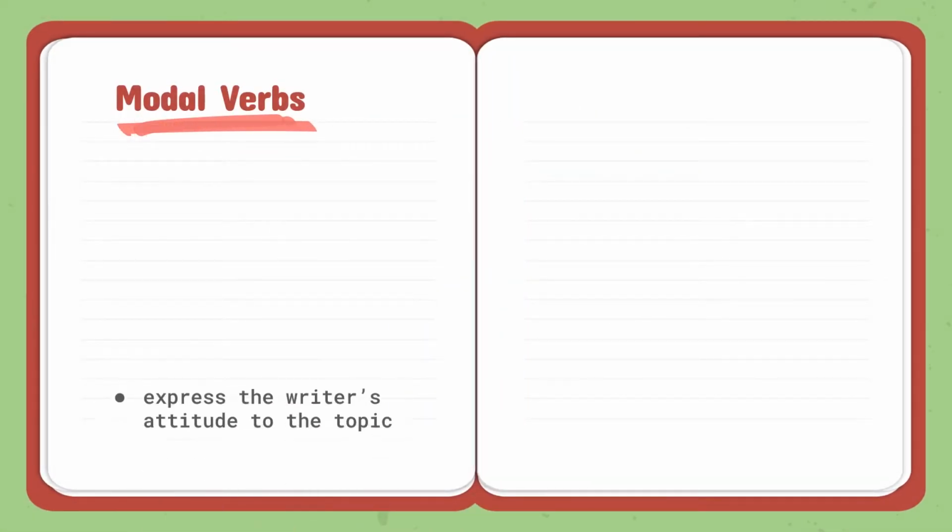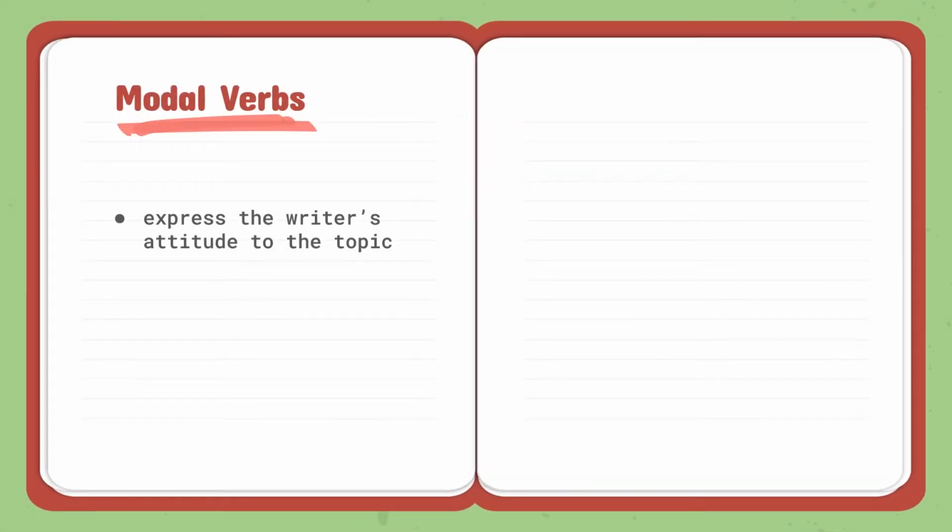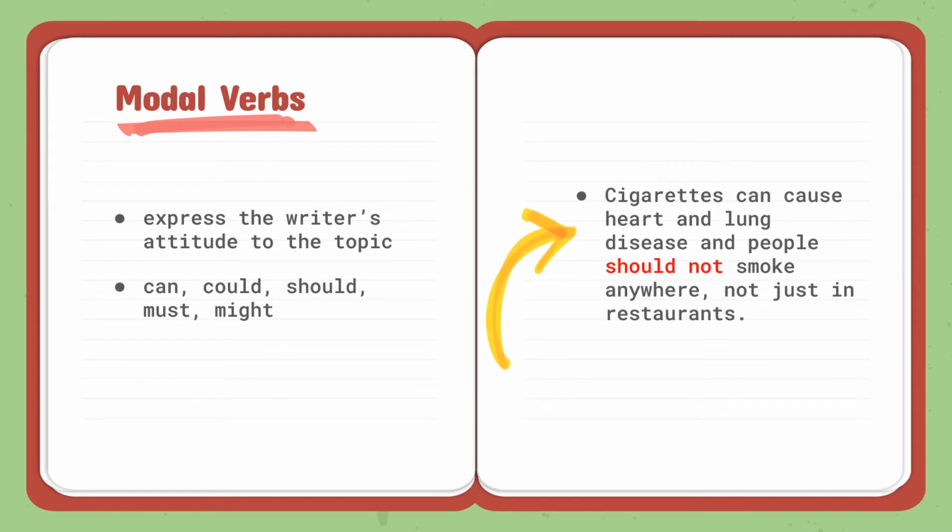Let's have modal verbs. They express the writer's attitude to the topic. Examples: can, could, should, must, might, and others. Our example sentence: cigarettes can cause heart and lung disease, and people should not smoke anywhere, not just in restaurants. Our modal verb in this sentence is should not.